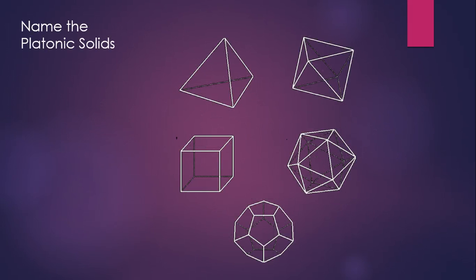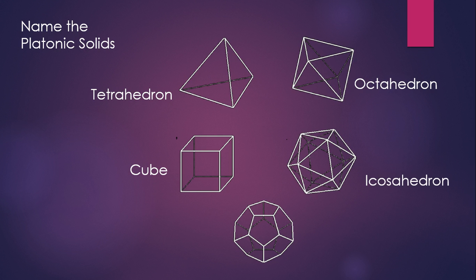Name each of these Platonic solids. We have a tetrahedron, a cube, an octahedron, an icosahedron, and a dodecahedron.